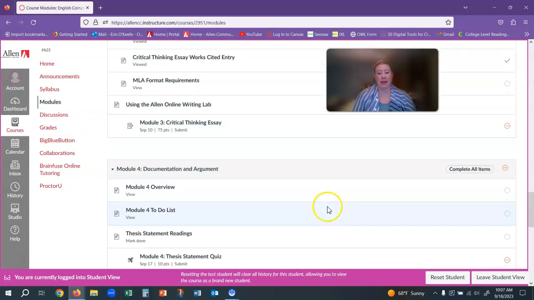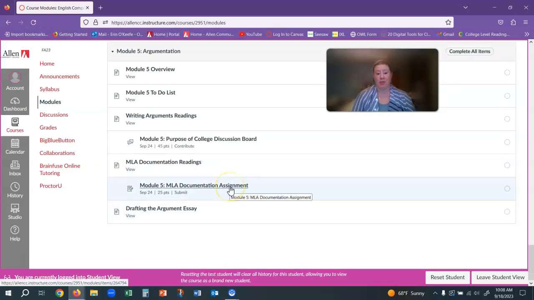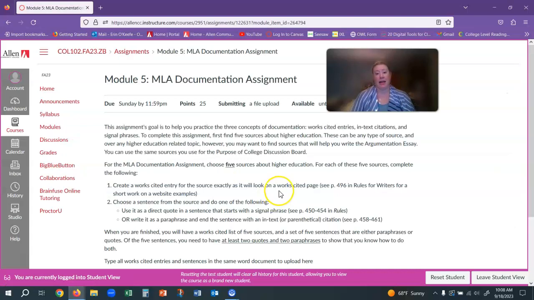And then the second assignment that you'll be working on is the MLA documentation assignment. So the previous module, we did a quiz over documentation. Now you're doing an assignment, and this is solely to practice. Again, you're using sources. You can, if you want to, use the sources that you found for the purpose of college discussion board. You don't have to go find extra sources if you don't want to. And you're going to find 5 sources total. So you'll find a few more.